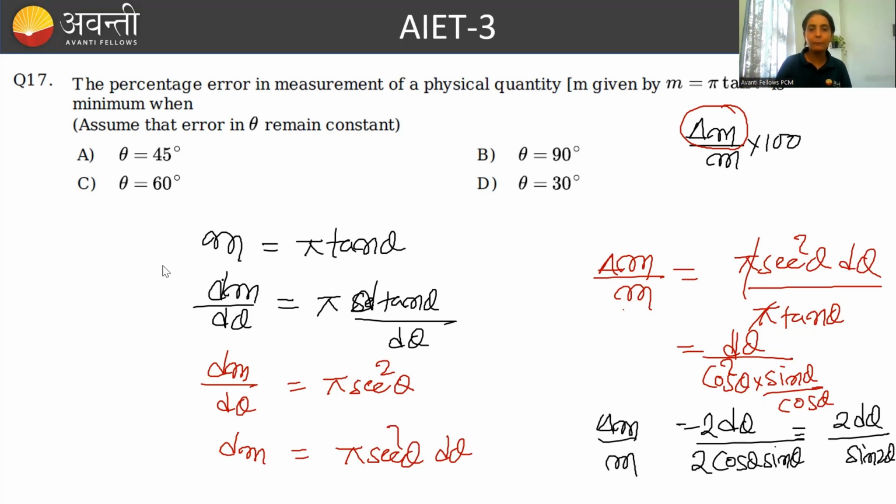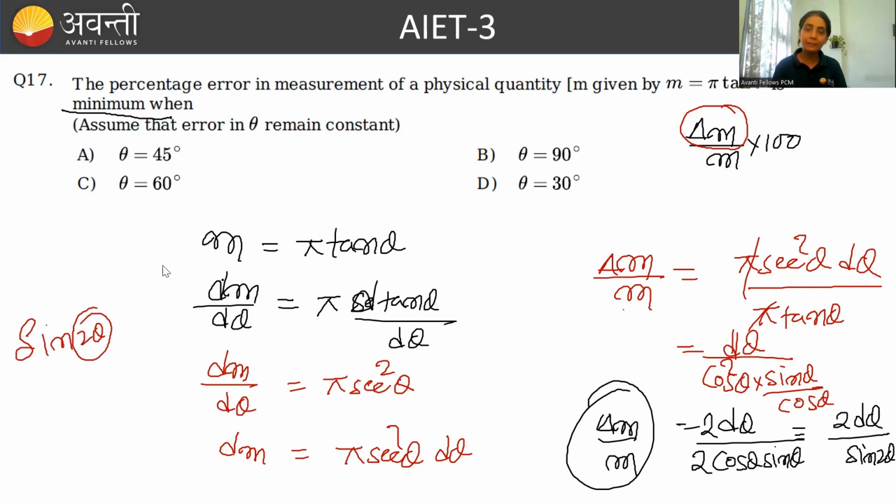So percentage error will be maximum when relative error is maximum, because to calculate percentage error, we only need to multiply with 100, right? Sorry, what it is asking is the minimum. So to minimize delta m by m, either we can minimize the numerator or maximize the denominator, right? In the denominator, we have sin 2 theta. And what will be the maximum value of sin 2 theta? That is the maximum value of sine, that is 1.